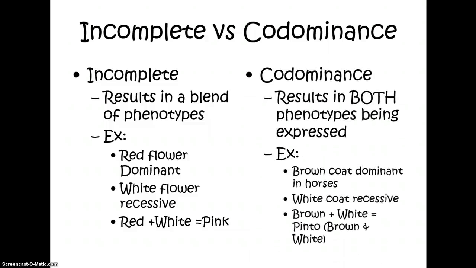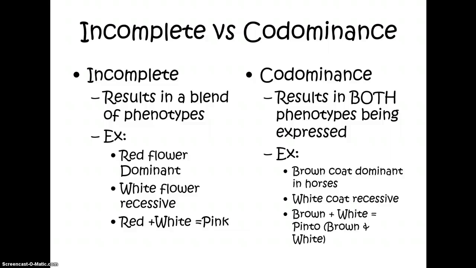Okay, then you got codominance. Codominance is going to result in both phenotypes being expressed. So that would be like the example with the cat that you just saw. Okay, if you've got a brown coat, and let's say that's dominant. Oh, I gave you an example with horses because that's one too. If you've ever seen a pinto horse, it is expressing codominance.